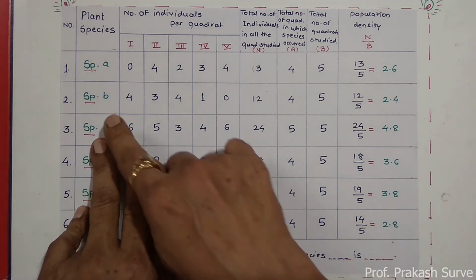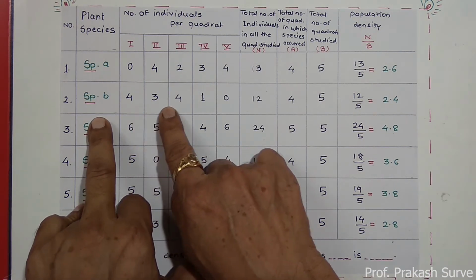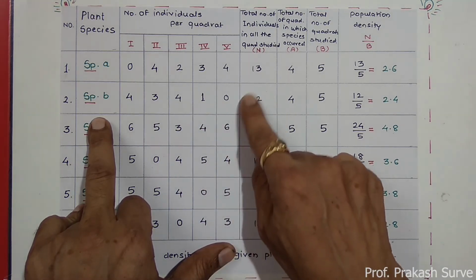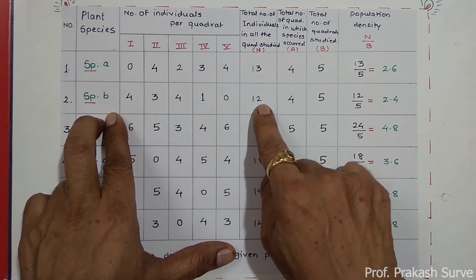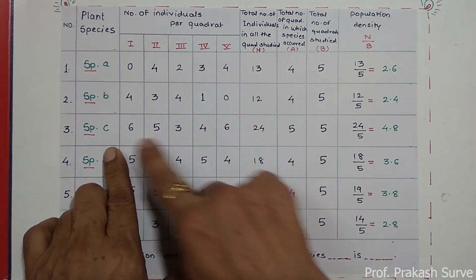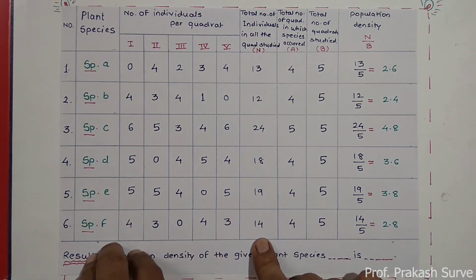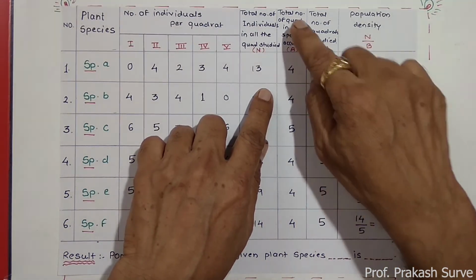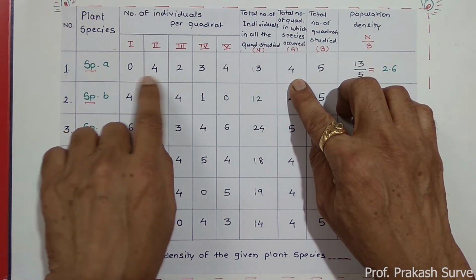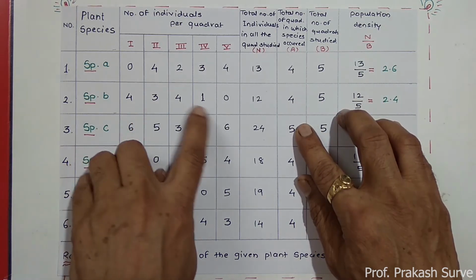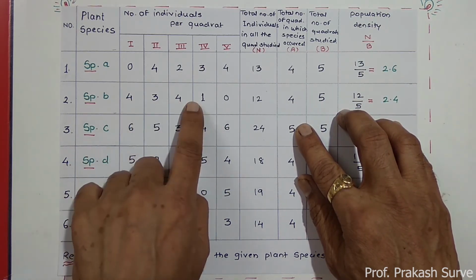Same for species B, we have collected the information from quadrant number 1, 2, 3, 4, 5. So how many total plants are there of species B? Total 12. So you have to add this. Same for C also, for D also, for E also, and for F also. Next, just now I explained the total number of quadrants in which the species occurred. Here species B occurred in the first 4 quadrants.